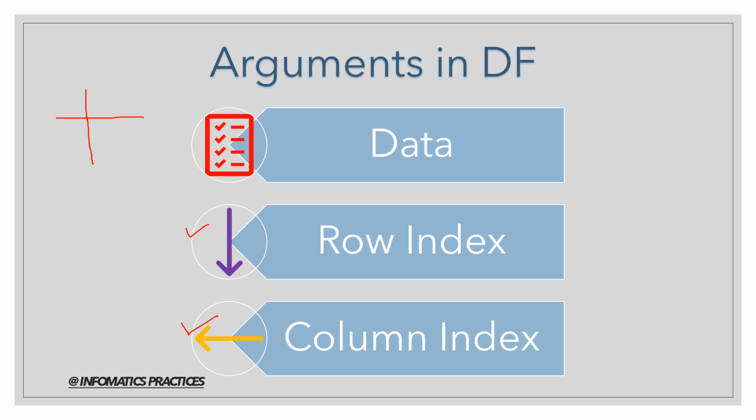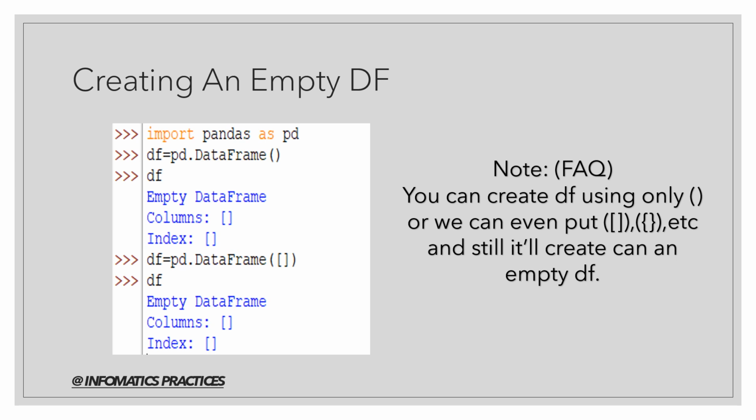Now here we'll create an empty data frame importing pandas as pd. Right now df equals to pd dot DataFrame. In DataFrame we write D and F capital, please note, and we put the parenthesis or brackets. Now when we print df we get empty DataFrame, columns: Series brackets, index: Series brackets.